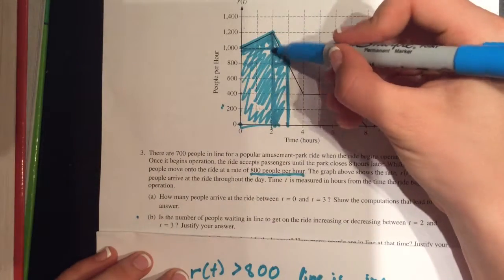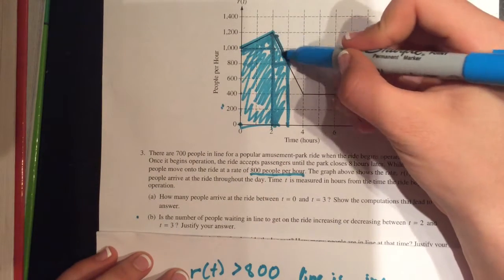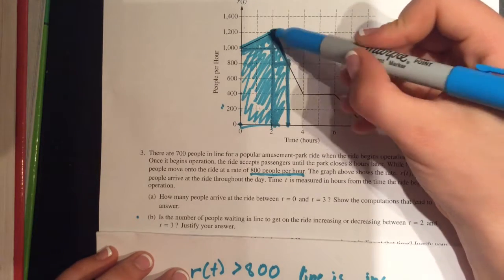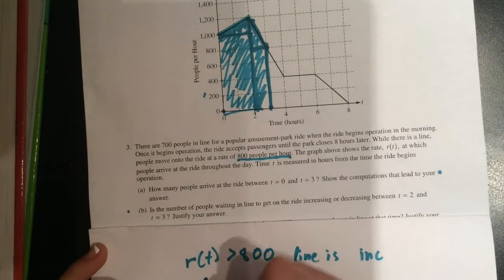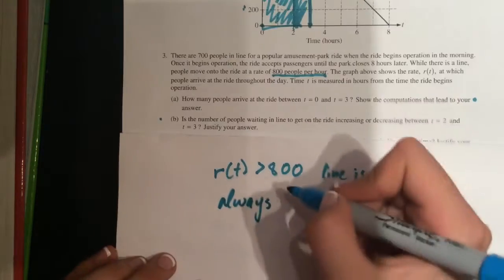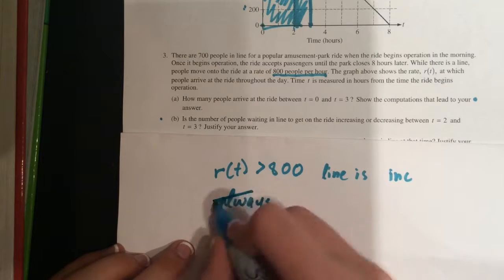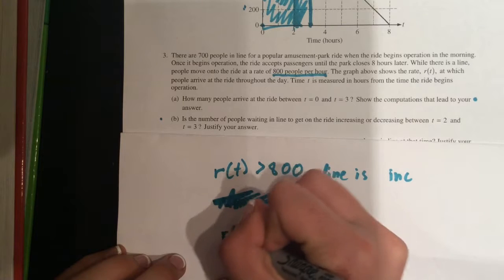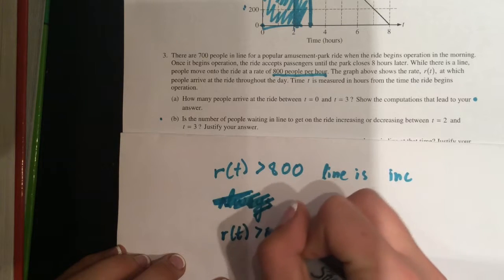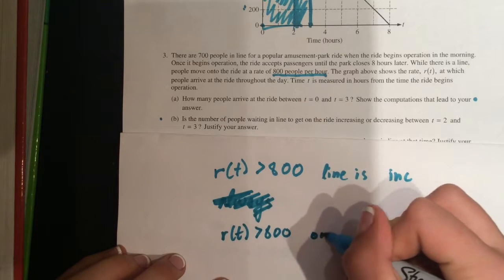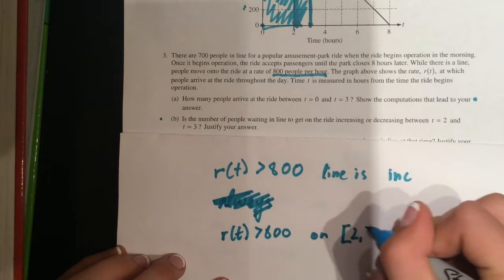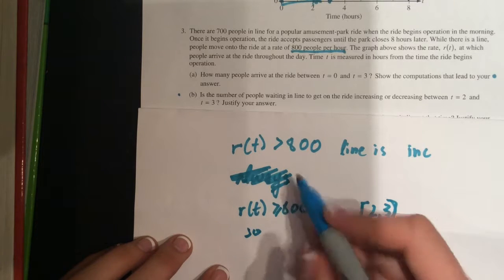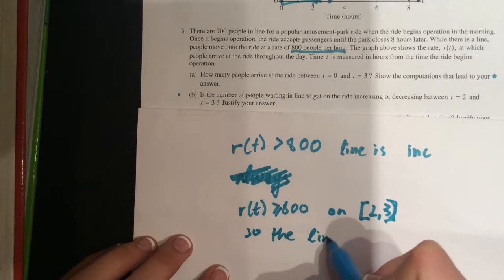So now let's look at the graph on that interval. So from 2 to 3, that little segment right there, we're going to see that it is above 800 during that time. So since the rate at which people are arriving in line is greater than the rate at which people are getting on the ride, then the line is increasing on the interval from 2 to 3. So between the second and the third hour, the line is getting longer.